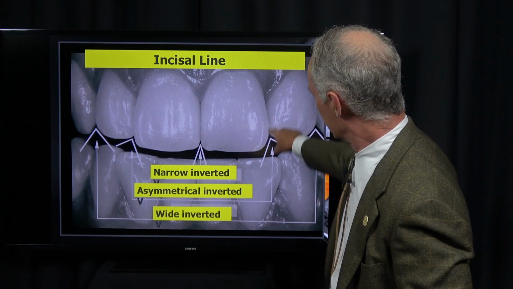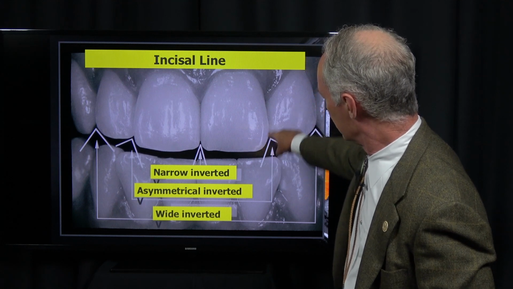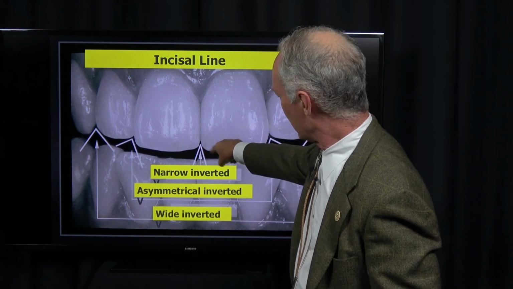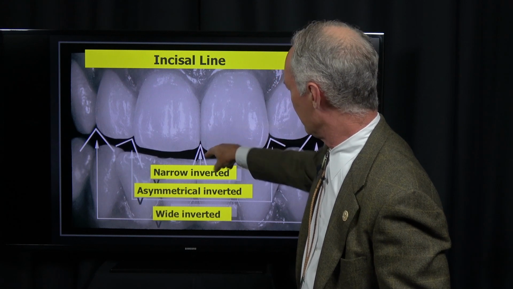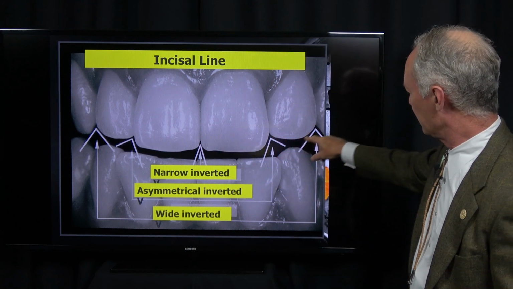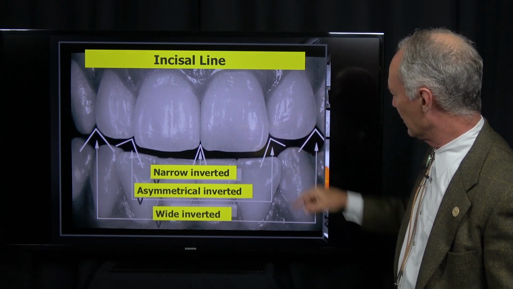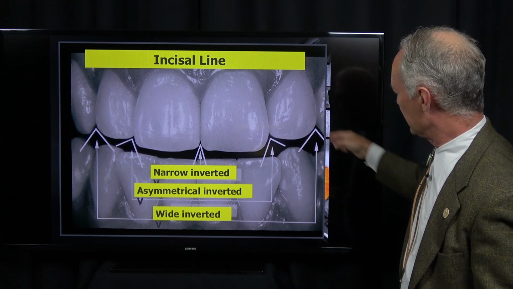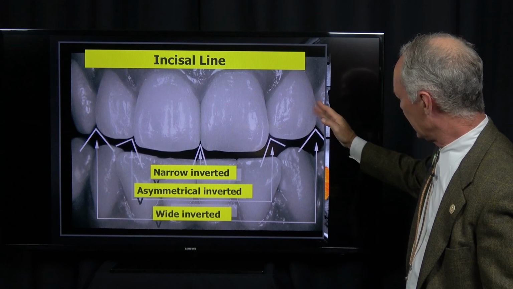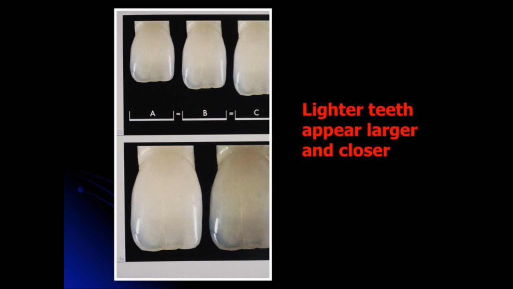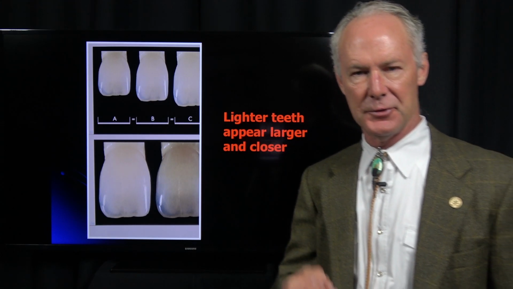Now you'll notice that edges of the centrals are rounded on the distal part and less rounded on the mesial part. Same with the lateral incisors, much more rounded on the distal and less rounded on the mesial. And the cuspids pretty straight into this V on the mesial. Lighter teeth will appear larger and closer to you.